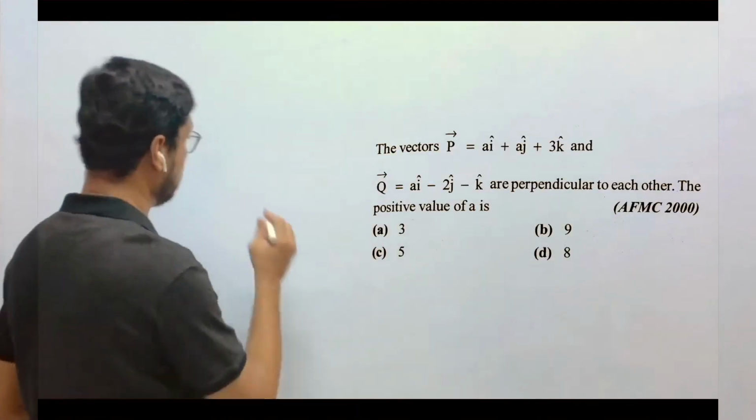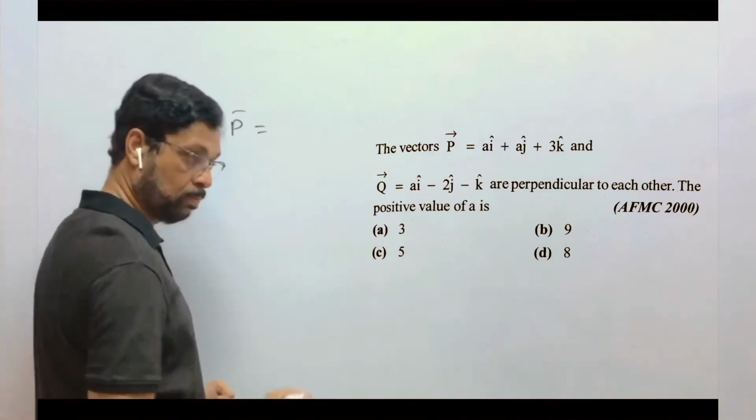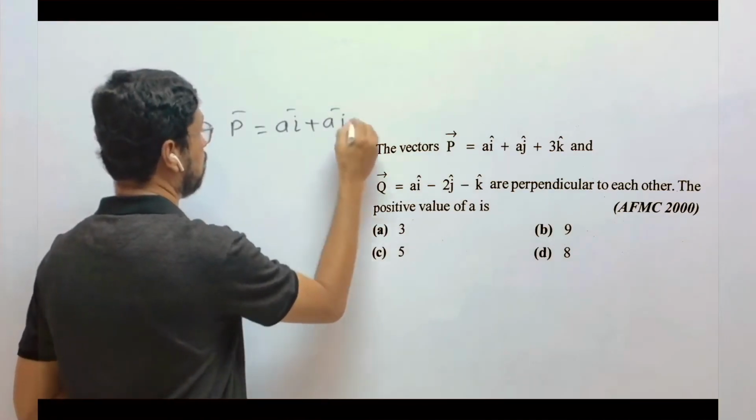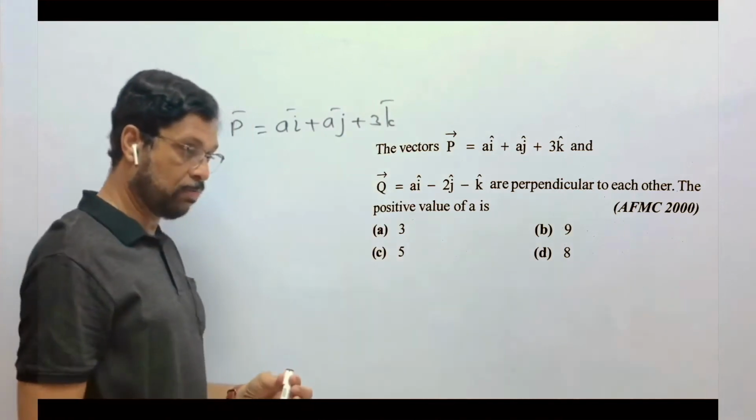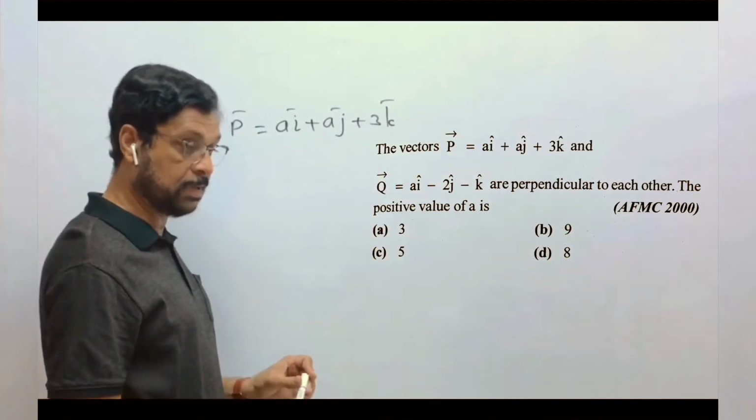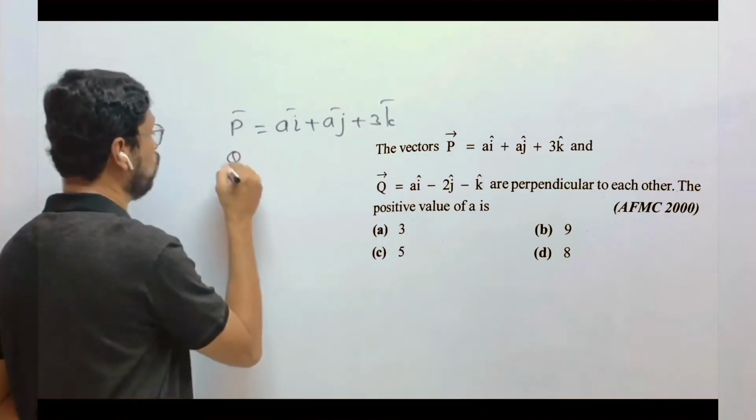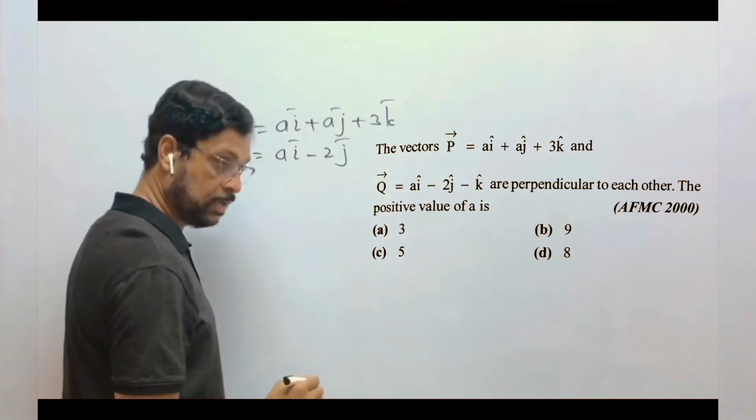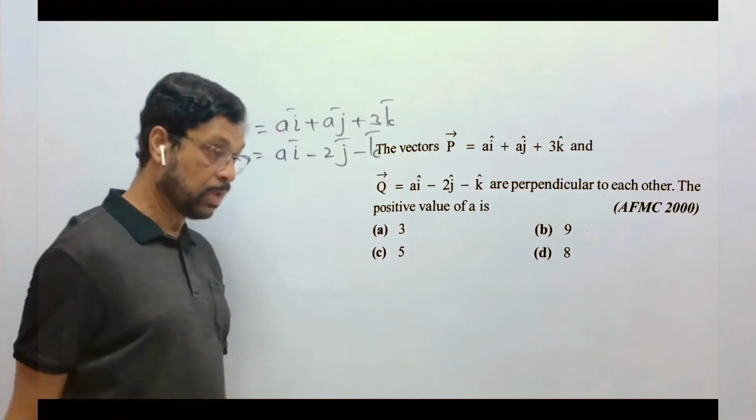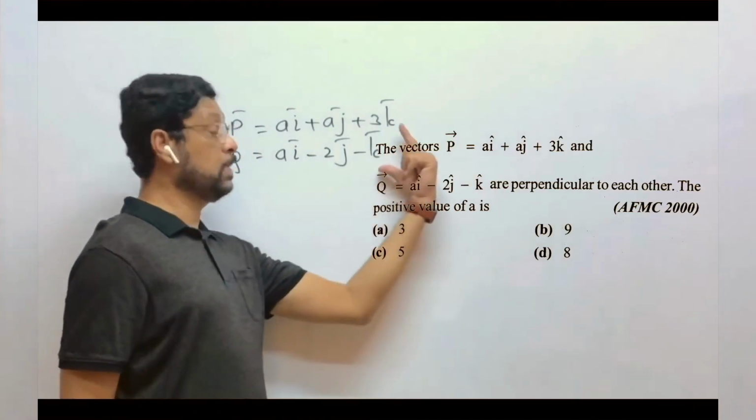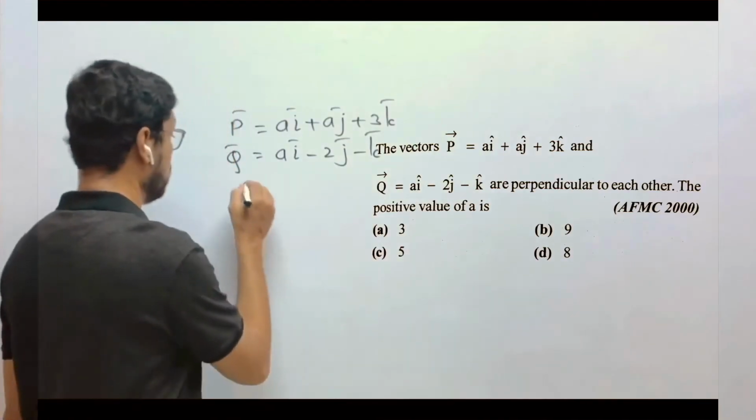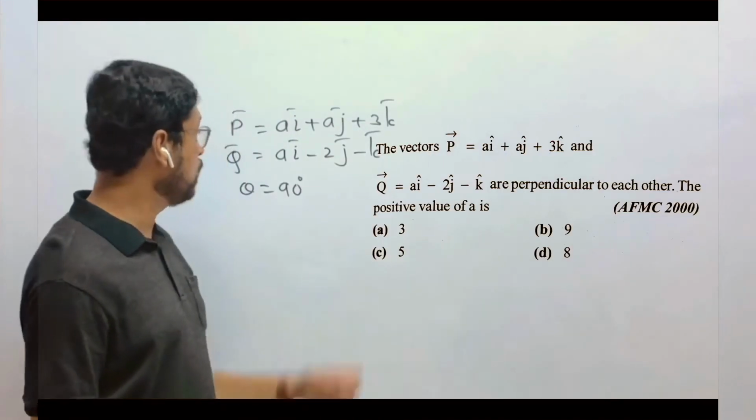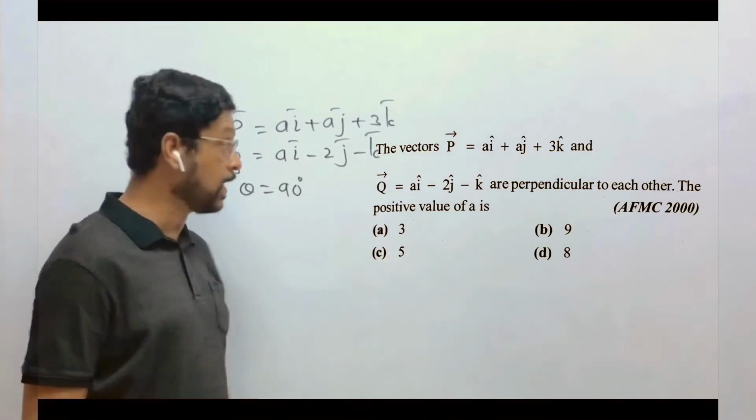The vectors: one vector P is equal to a i plus 3j plus a k, and vector Q is equal to a i minus 2j minus k, are perpendicular to each other. These two vectors are perpendicular to each other, means theta is equal to 90 degree. We have to find the positive value of a.